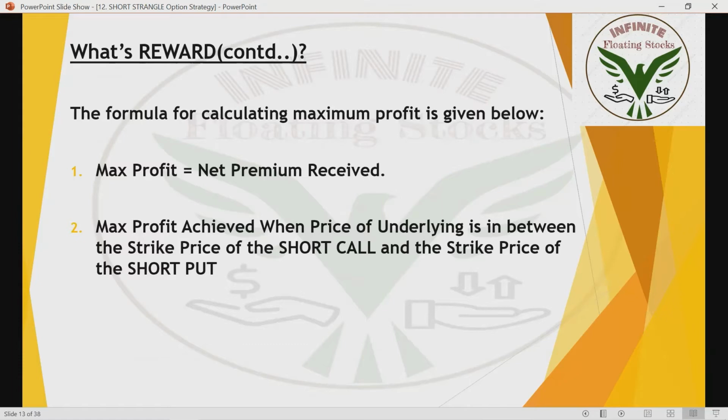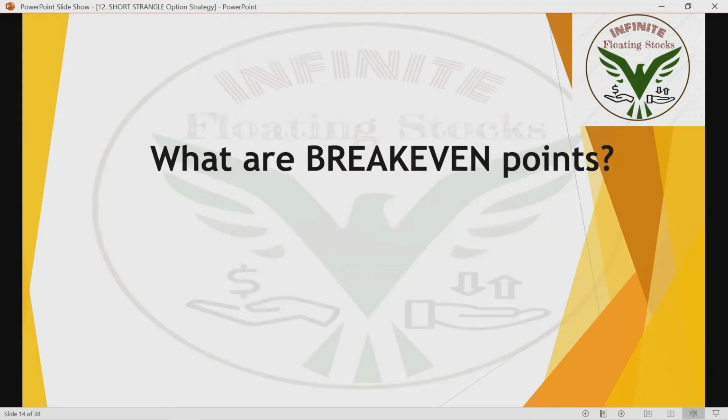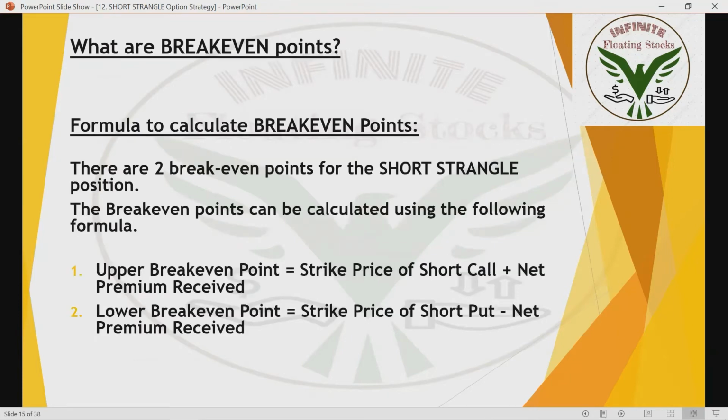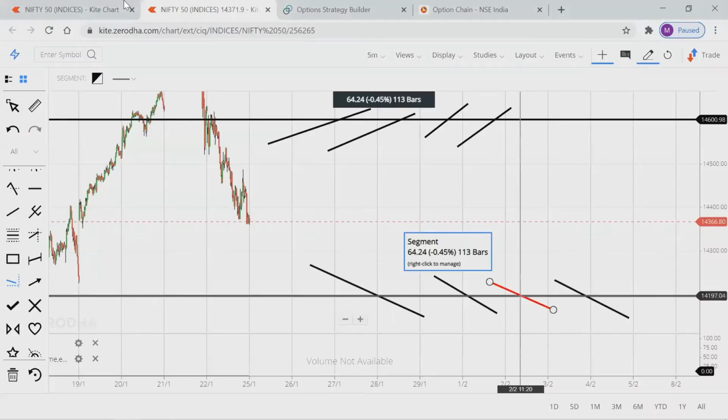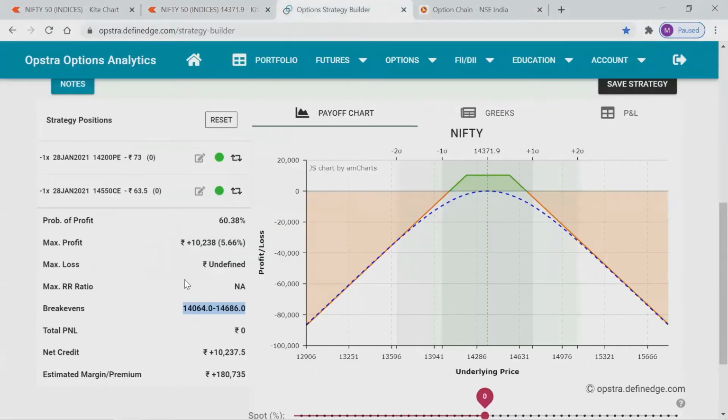You will get to know what's the maximum loss, what's the maximum profit, and what are break-even points and all those things. Okay, so break-even point is nothing but it's a point where you don't get any profit and any loss. Okay, so this is a formula for calculating break-even point. Not necessary, just get on to Opstra, add your positions here. Then look at this break-even points. This is a break-even point. So 14,064 is lower break-even point, and 14,686 is upper break-even point. This is lower boundary, this is upper boundary. Okay, so market should be staying in that range only for us to be in profits.